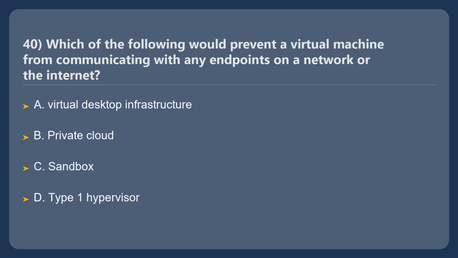Question 40. Which of the following would prevent a virtual machine from communicating with any endpoints on a network or the internet? Option A, virtual desktop infrastructure. Option B, private cloud. Option C, sandbox. Option D, type 1 hypervisor. The correct answer is option C, sandbox.